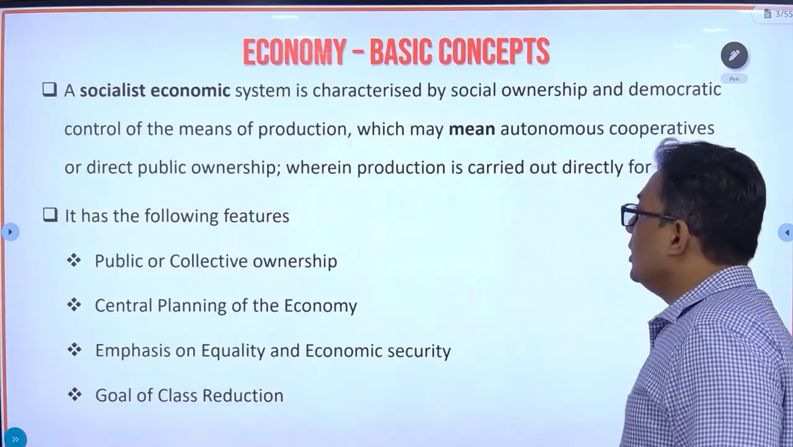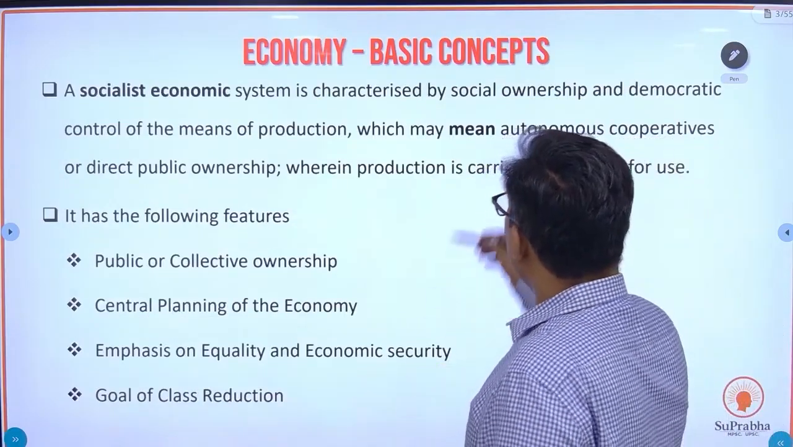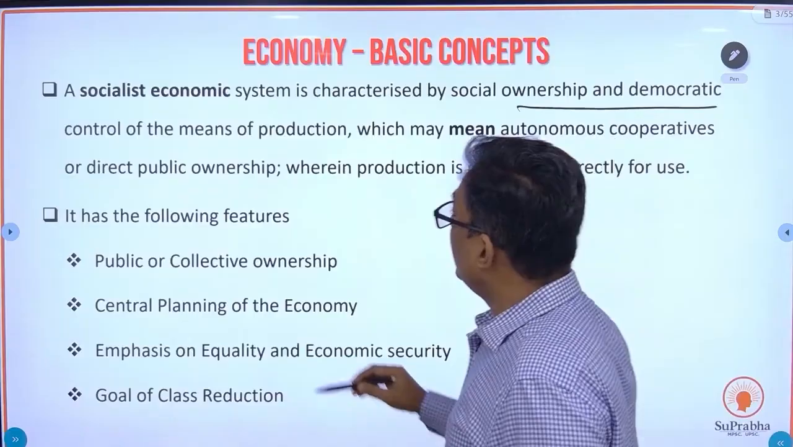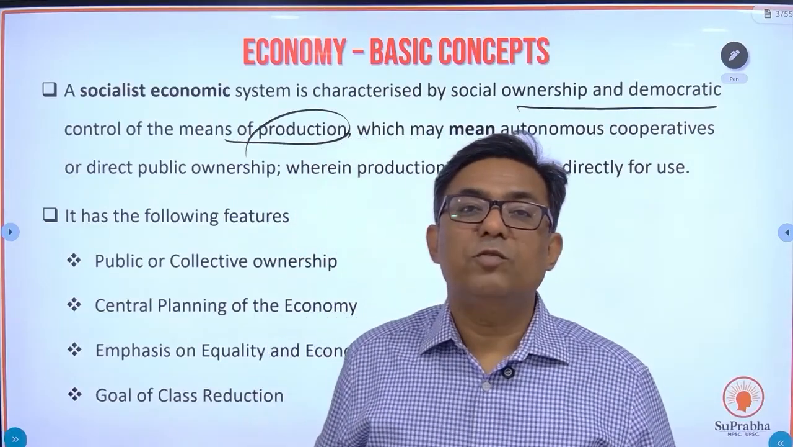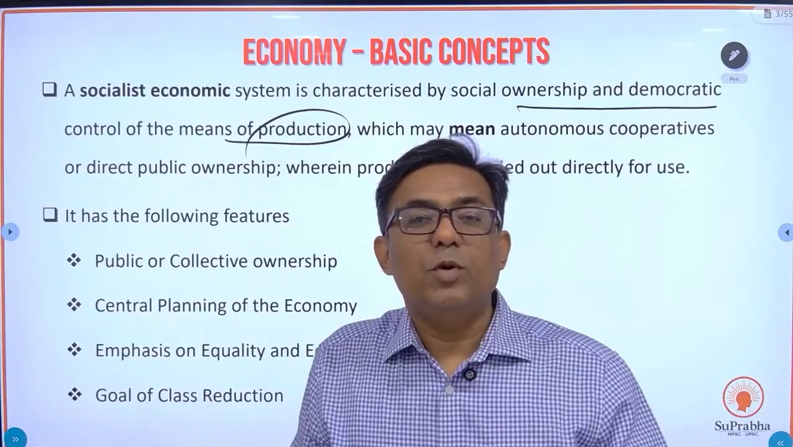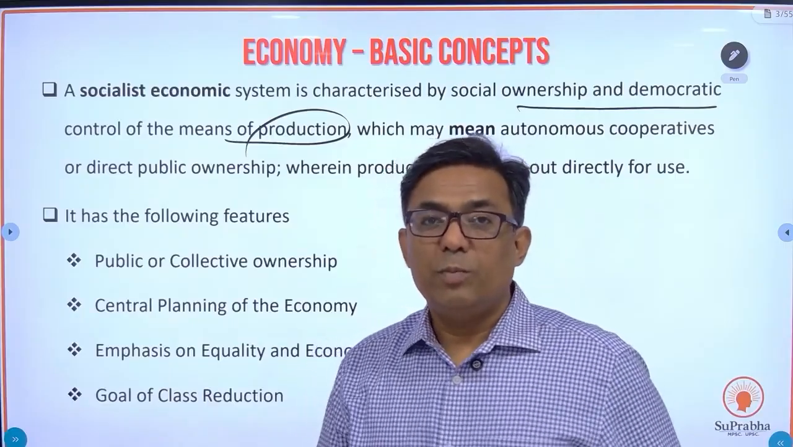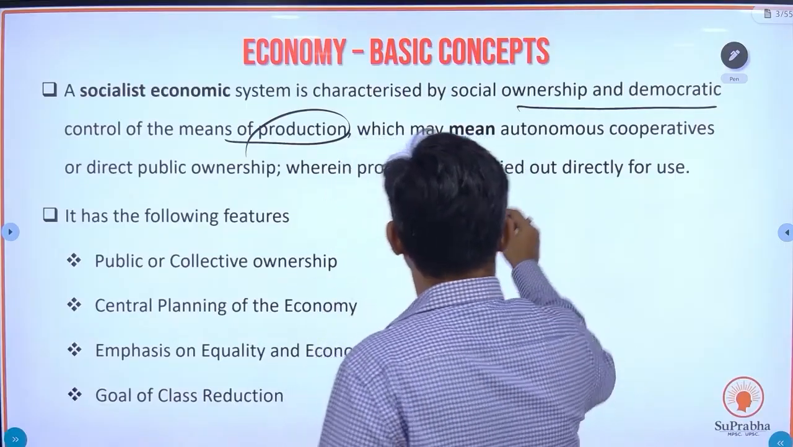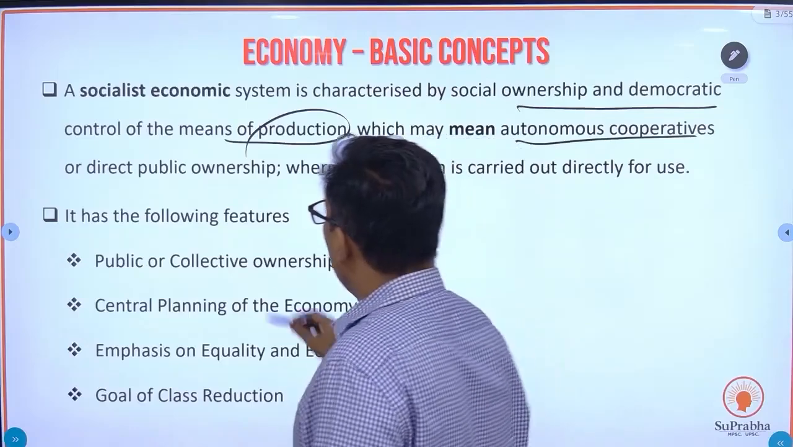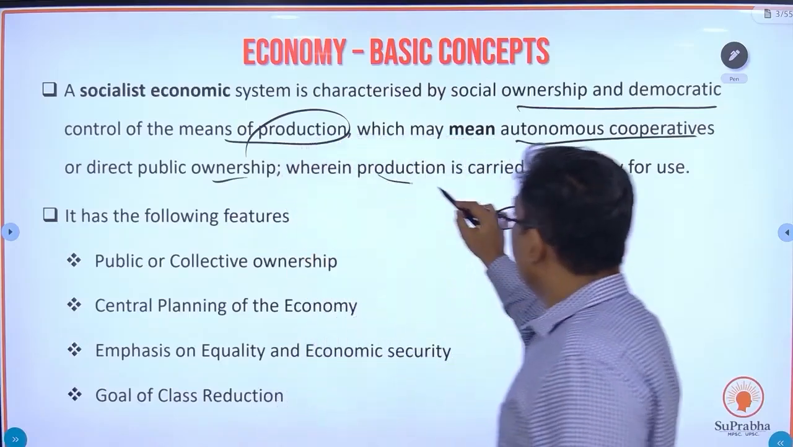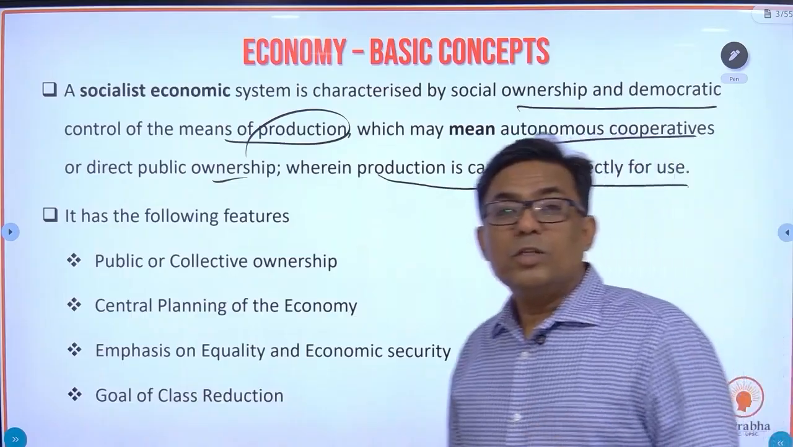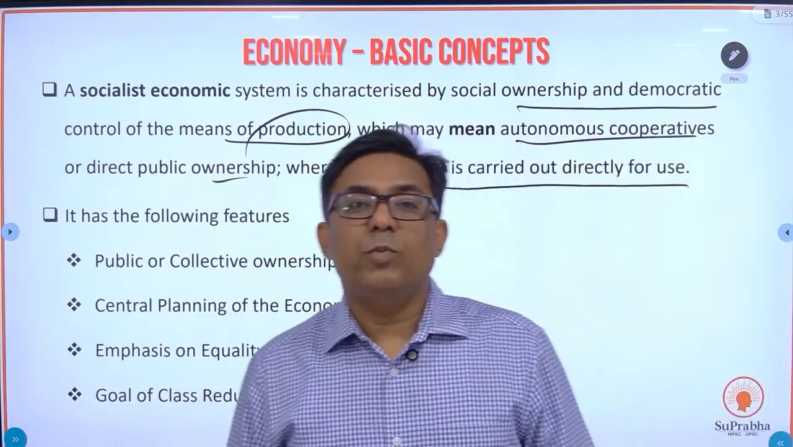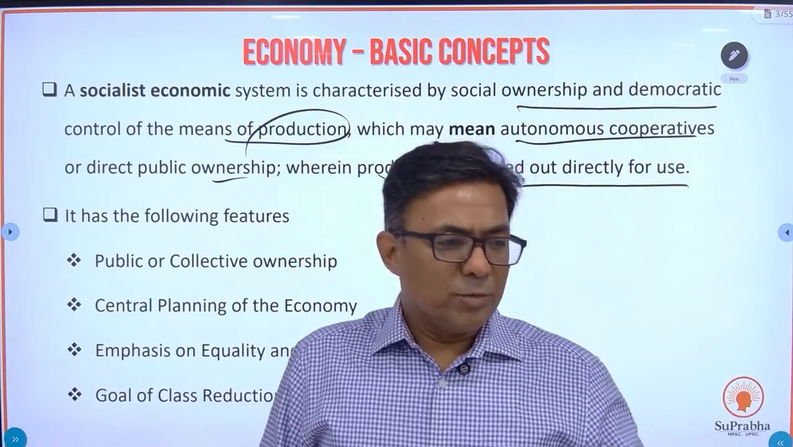On the other hand, you have the socialist economy, where there is democratic control of the means of production. That means even if the government controls, the government is elected via democracy. So there is democratic control of the means of production, which may mean autonomous cooperatives or direct public ownership, wherein production is carried out by or directly for use. Production is not for profit, it is for direct consumption. So what will the government do?